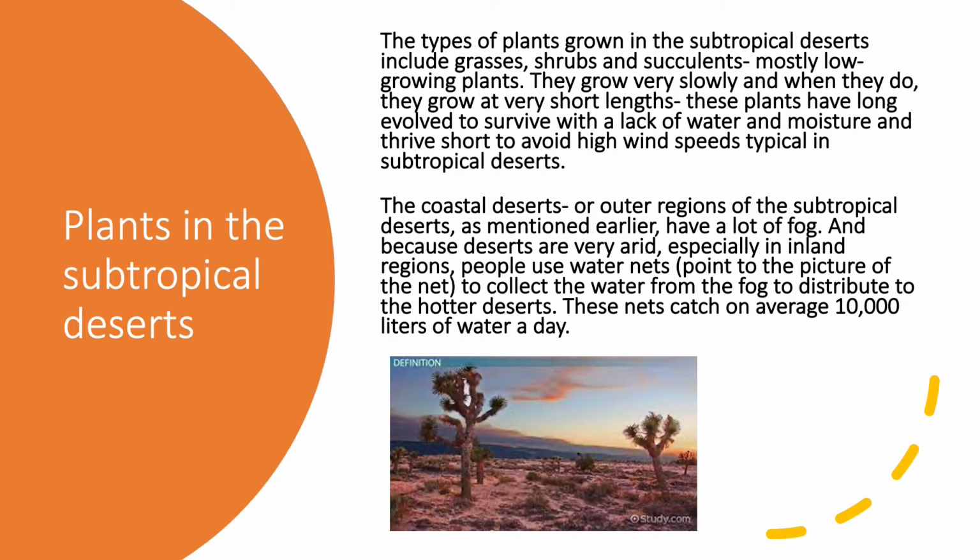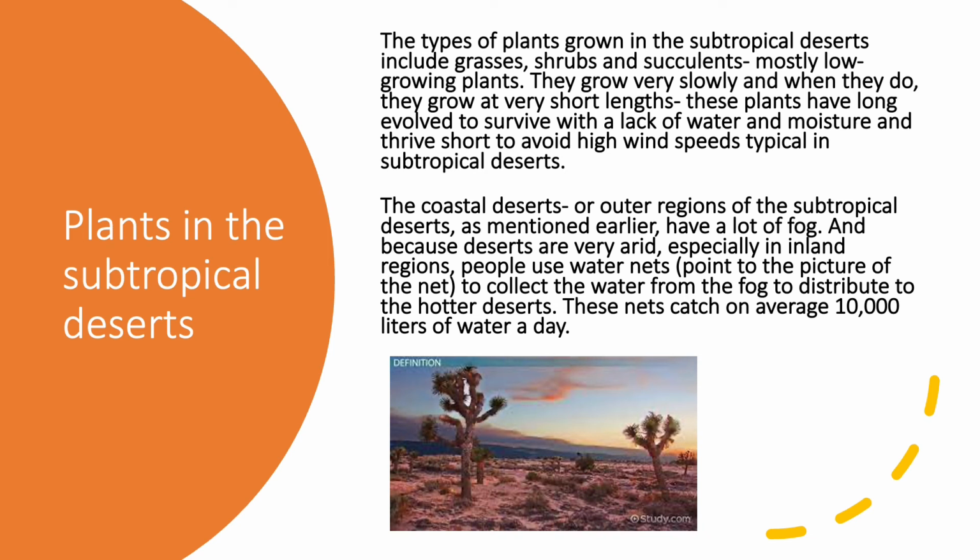Plants in the subtropical deserts. The types of plants growing in the subtropical deserts include grasses, shrubs, and succulents, mostly low-growing plants. They grow very slowly, and when they do, they grow at very short lengths. These plants have long evolved to survive with a lack of water and moisture and thrive short to avoid the high wind speed typical in subtropical deserts.